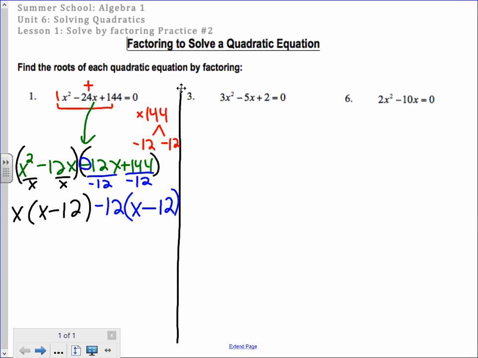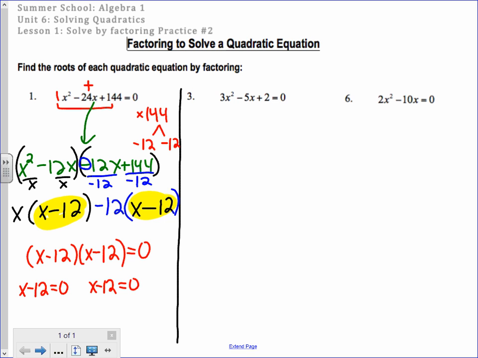We have talked every single time we've done a split the middle problem about how the good news is that I want these two parentheses to be exactly the same, x minus 12. When that happens, I know I did the problem correctly. That gives me my final factored form of x minus 12 times x minus 12. Once it's factored and set equal to 0, the zero product law tells me that I take each factor, and if I set them equal to 0, I will find the solutions.